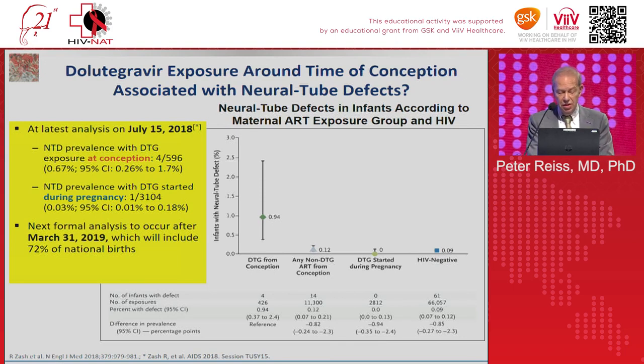At AIDS 2018, updated data on a somewhat larger group of women exposed to dolutegravir around the time of conception was presented, shown in the yellow box on the slide. No additional cases beyond the initial 4 had been observed, bringing the neural tube defect (NTD) prevalence down from 0.94% to 0.67%. Although this reduced, this rate was still elevated compared with all other groups. The study continues, and the next formal analysis is scheduled for March this year.